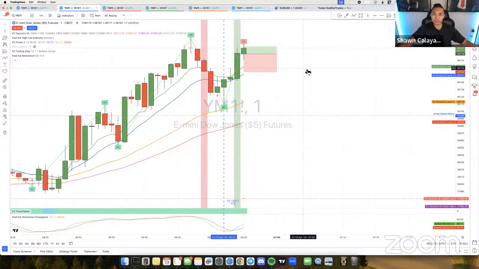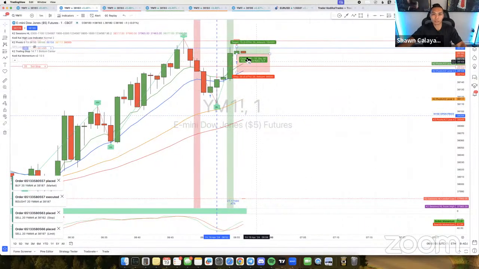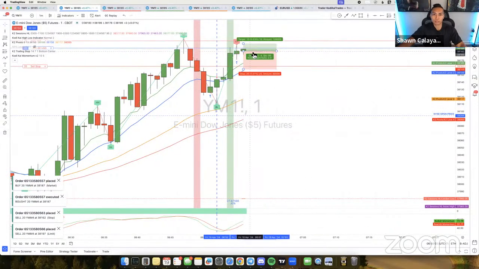So we got this candle closing in. Yeah, it's a little too close. Let's see. 3, 2, 1, entry. Entry's right there.